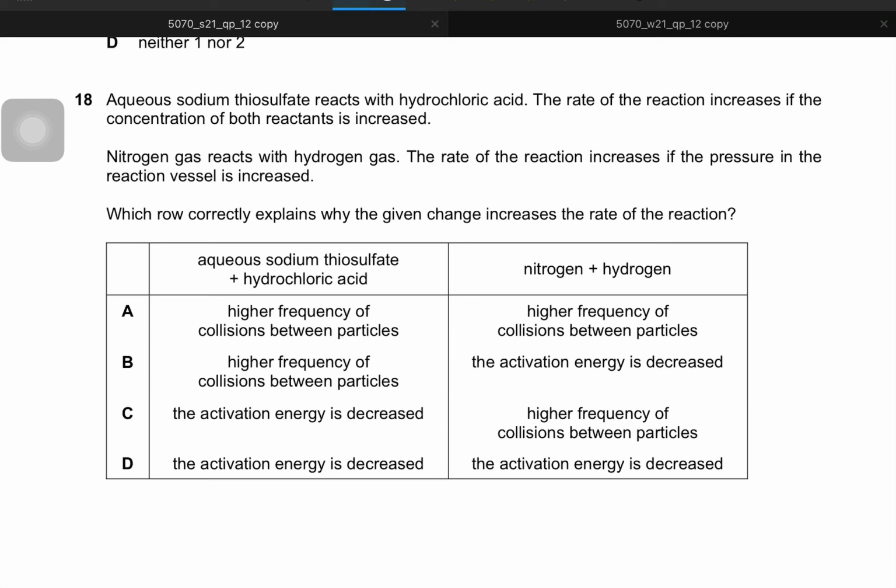So when you have aqueous sodium thiosulfate and hydrochloric acid, you're obviously not altering the activation energy. You're not using a catalyst. You're just providing a higher frequency of collisions. And again, when you are decreasing the volume, the particles of nitrogen and hydrogen are coming closer. So again, a higher frequency of collisions, not activation energy. So A for apple is the right answer in this case.